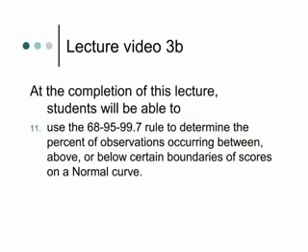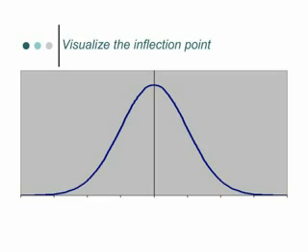In this lecture, we begin applying what we've learned about the measures of central tendency and variance, probability distributions, and the normal distribution to specific scenarios. In the previous lecture segment, I introduced the inflection point as the point on a graph where the curvature of the line changes from convex to concave.